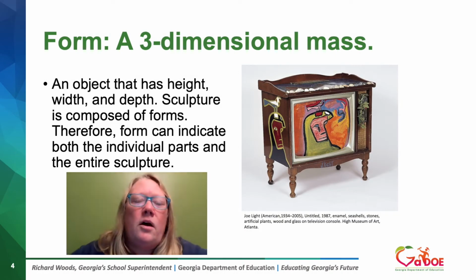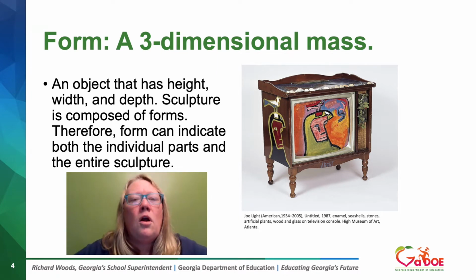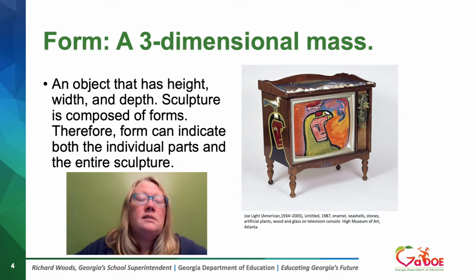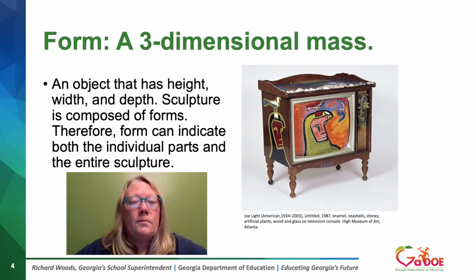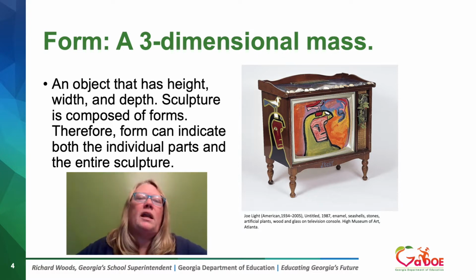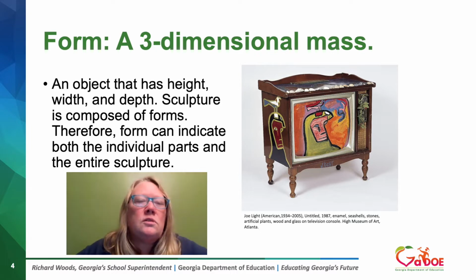I'm going to talk about specific differences or ways in which the elements and principles are applied differently in some cases to 3D art and design. In some cases, it's the same, but in many ways, there are some slight differences. The most important element for sculpture for me is form because all 3D work has form. We know that form is a three-dimensional mass that has height, width, and depth. But I think it's also important to talk about how form can indicate both the individual parts or the entire sculpture.